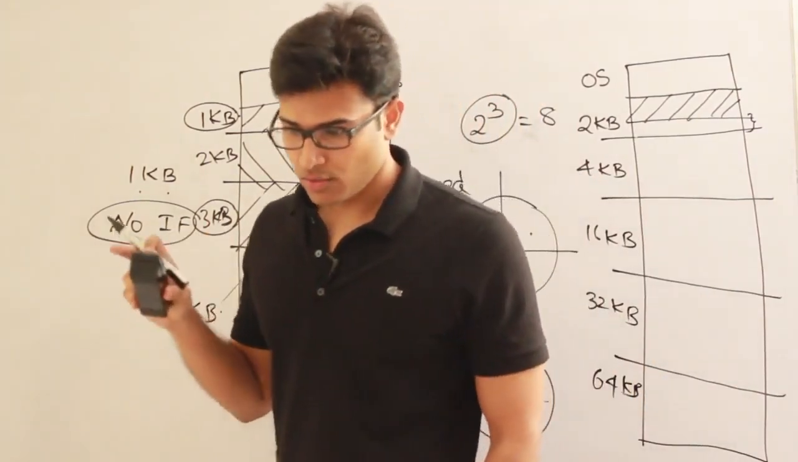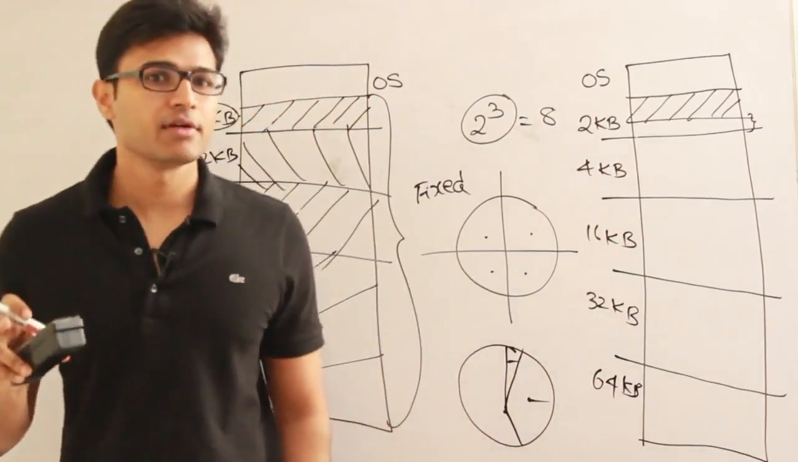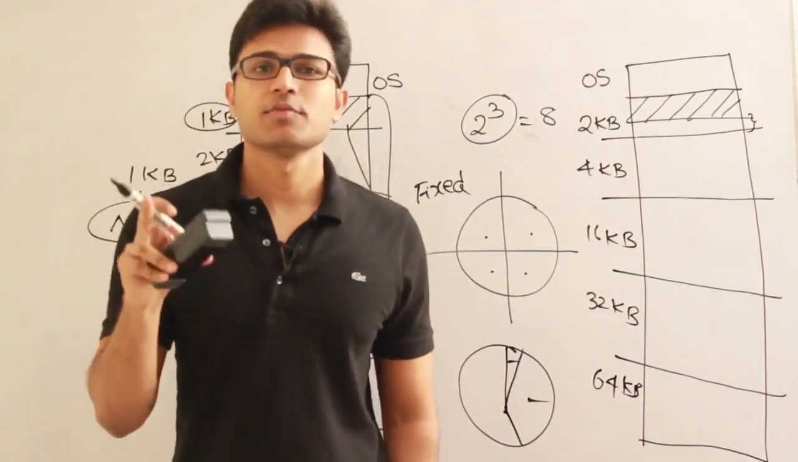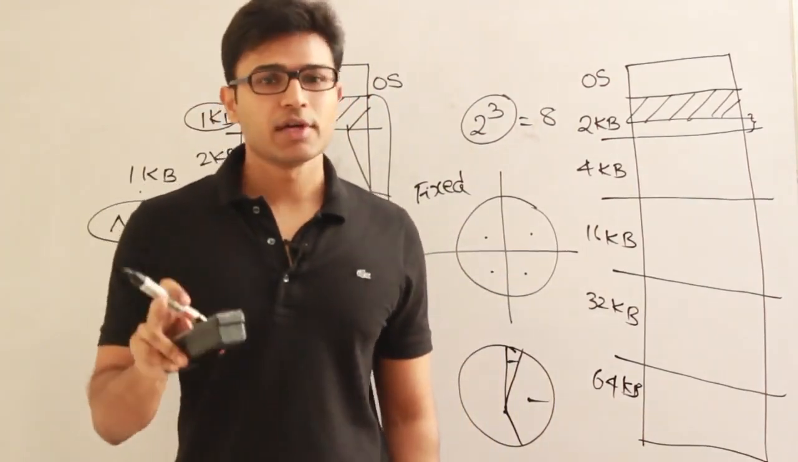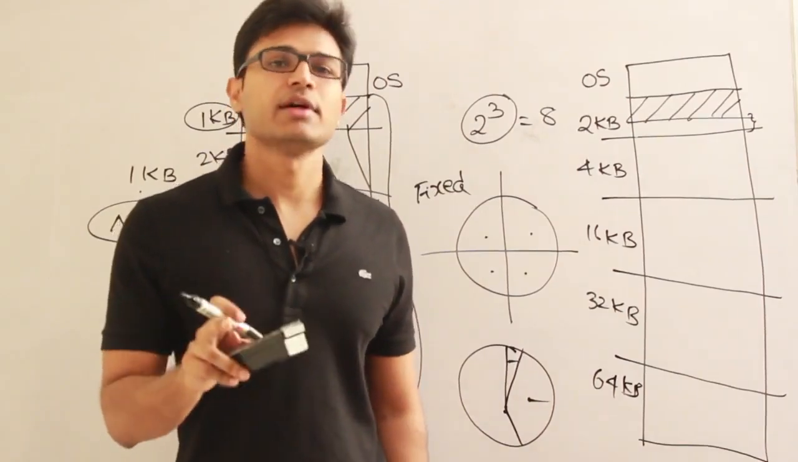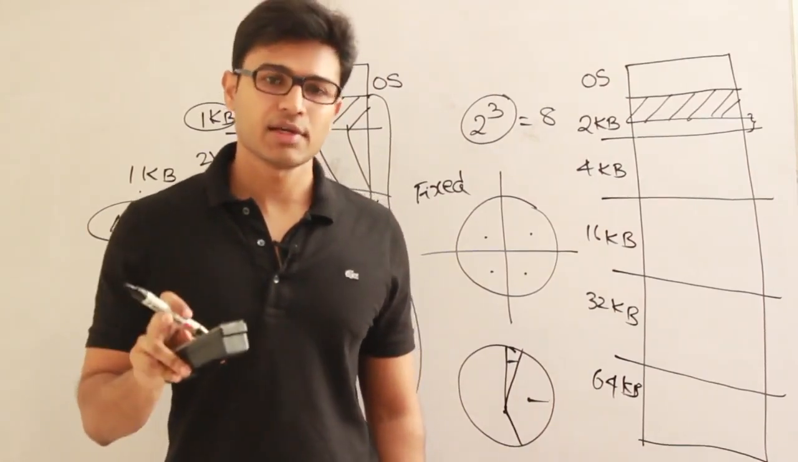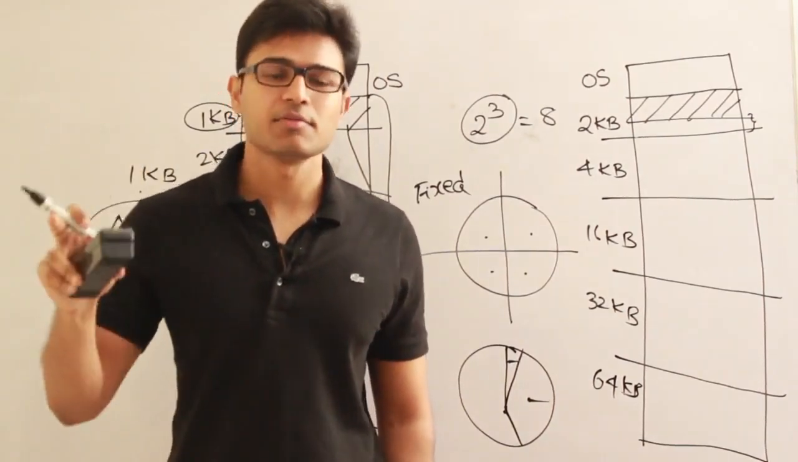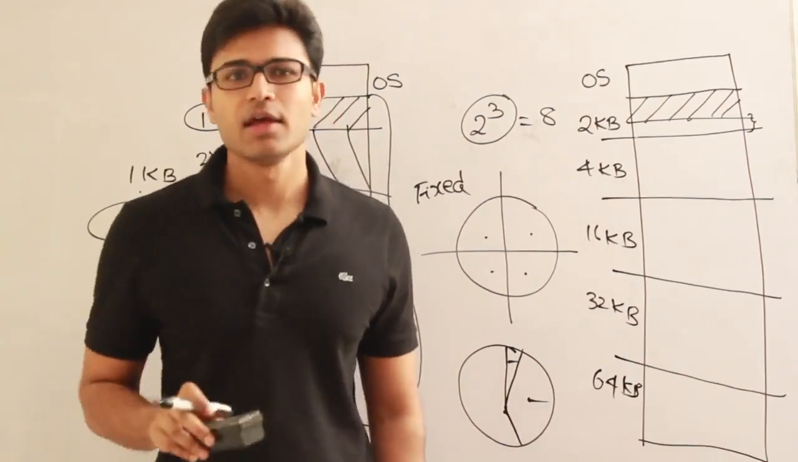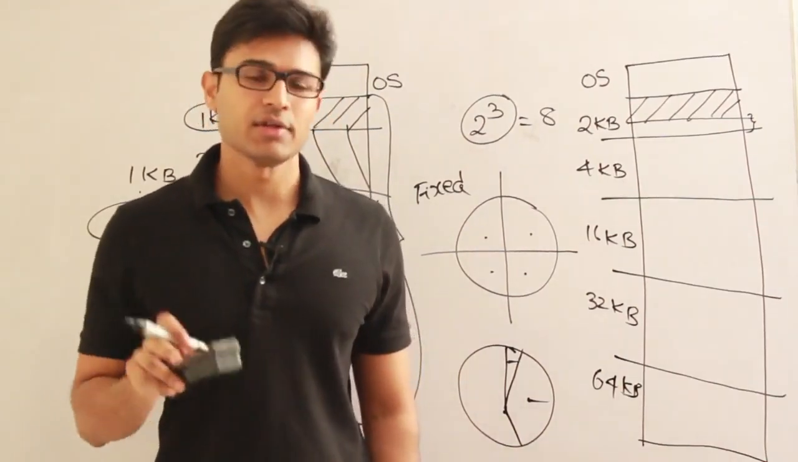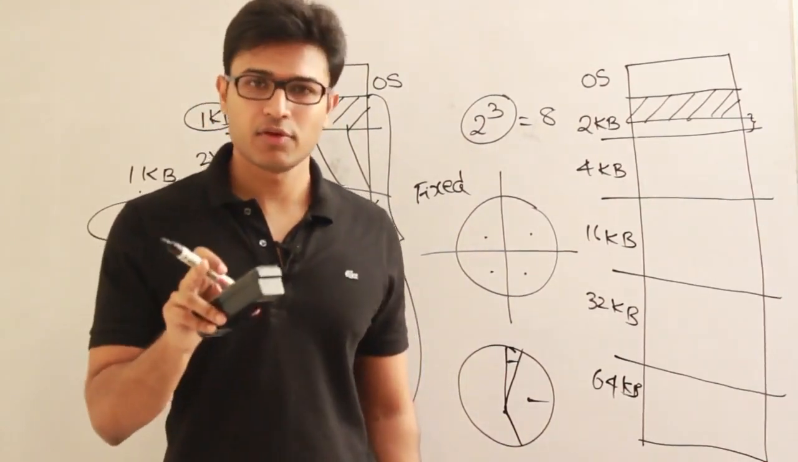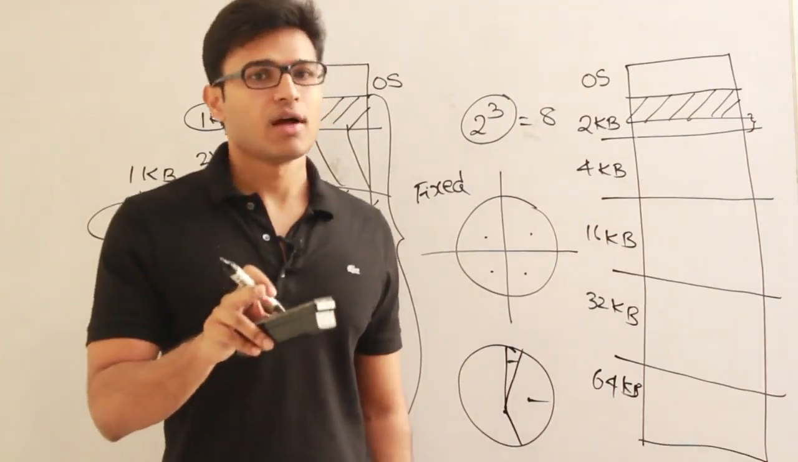And what is the main culprit here? The rule that a process has to be contiguous, right? So if you can break that rule, if you can say that a process can be present as parts in various partitions, then you can say that there will be no external fragmentation. That is where we are going to use paging.